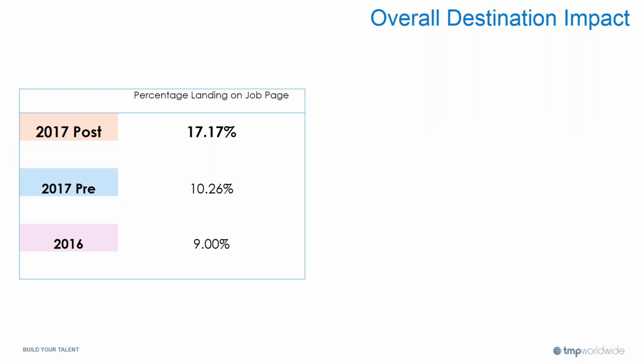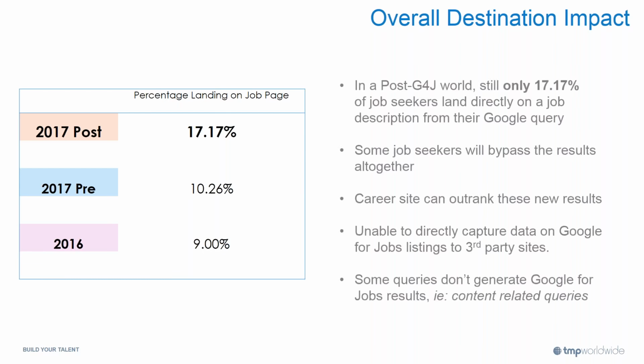And then lastly here, I wanted to get a sense of the overall destination impact across all these millions of visitors. What impact has Google for Jobs had? Did it greatly expand? Is it 50%, 75% of job seekers landing on job pages from Google now? And I was a little bit surprised at what I found here.